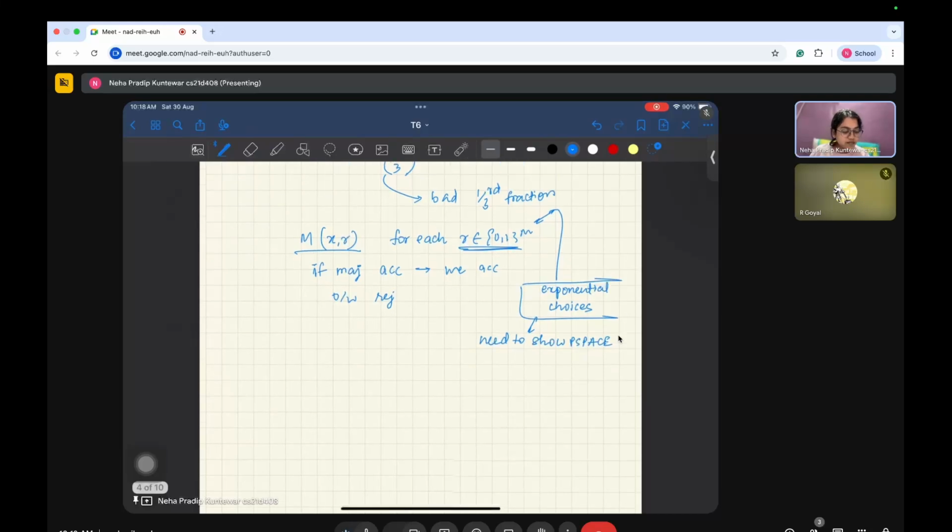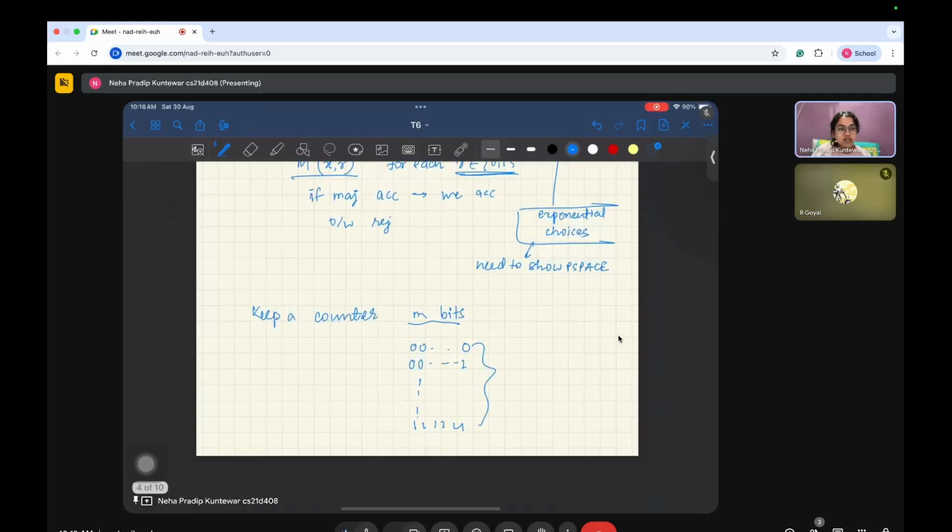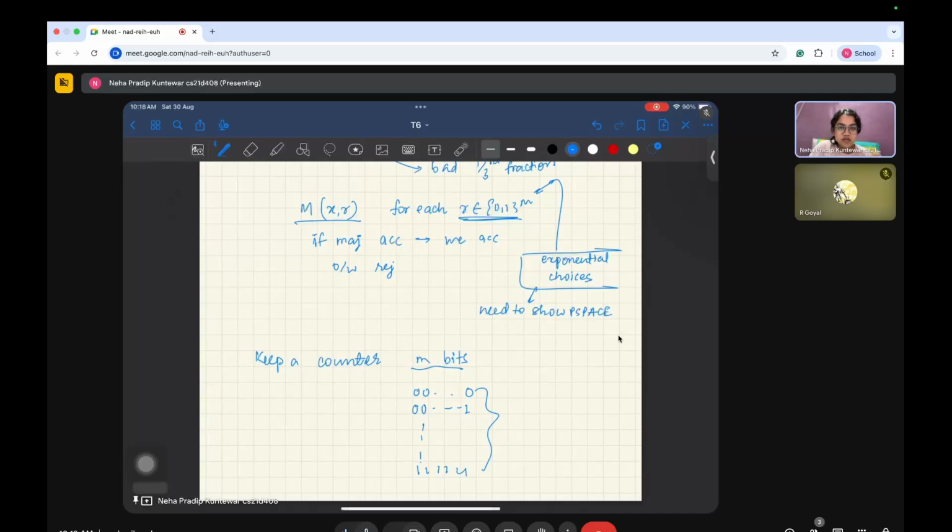The only thing we need to show is that I don't need to store all the exponentially many random choices. We don't really need to store all 2 to the m of them. We will just keep a counter. Keeping a counter will only require m bits. So you start from all zeros and go through all 2 to the m possibilities, but you don't need to store all of them. We just keep a counter.